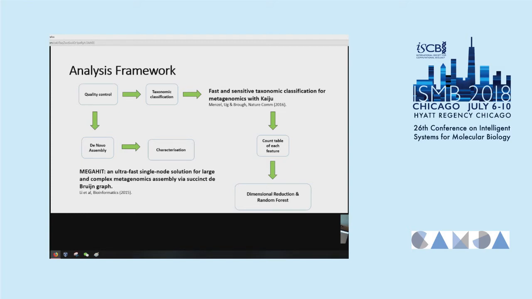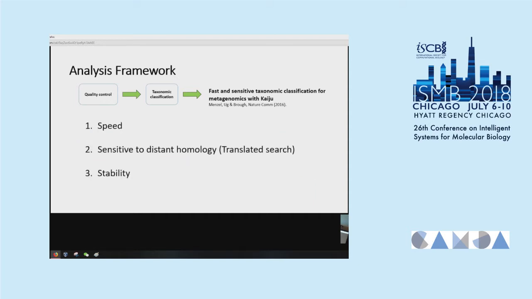So why did I choose Kaiju for this? Three reasons. First, speed. It's very fast, considering that it takes each of the reads and does a six-frame translation, which is very impressive. Because it does a six-frame translation, it's looking at amino acid homology, which makes it sensitive to more distant relationships through translated searches. And the third reason was stability.